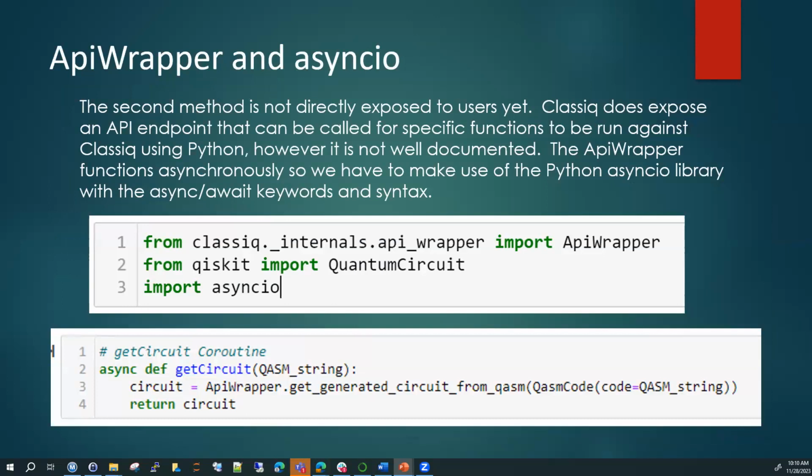It is asynchronous, so we had to utilize an extra library called asyncio in order to make the call. If you notice there, we're pulling in the API wrapper from Classiq, and then we call get generated circuit from QASM. So we have to provide a QASM string, which is basically a string of QASM code. We had 2 examples that we used. One was QASM generated from Qiskit, and one was QASM generated through the Classiq SDK, or the platform, should I say. And we were able to work with both.